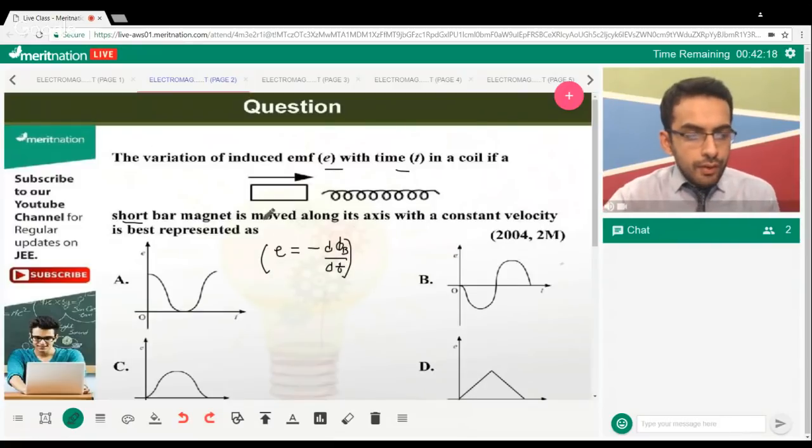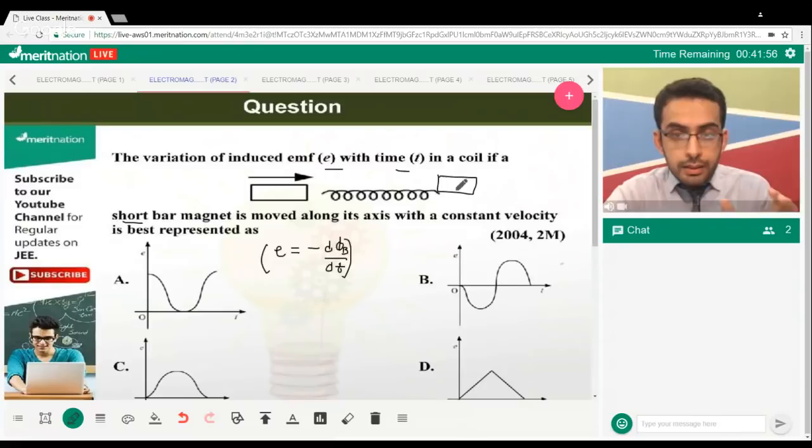So as the magnet approaches the coil, the magnetic flux in the coil is increasing with time. And you can see when the magnet is moving away, the magnetic flux is decreasing. So that's why we can say that the direction of EMF should actually reverse in both the cases.